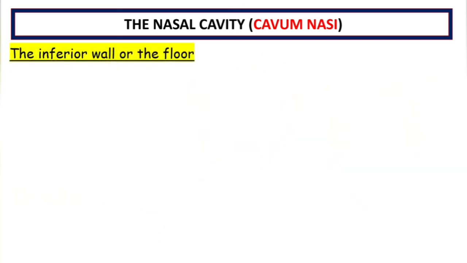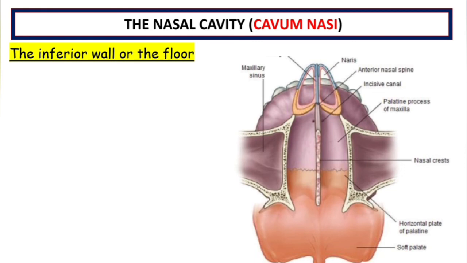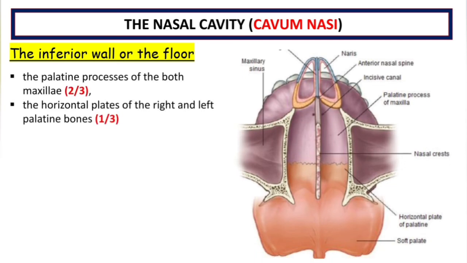Right, okay. Now let's talk about the inferior wall or the floor of the nasal cavity. The floor is actually the bony palate, right? The palatine process of both maxillae forms the anterior two-thirds, and the horizontal plates of the right and left palatine bones form the posterior one-third. I would like you to appreciate the maxillary sinus here. This image is very nice because you will see the maxillary sinus later. But for now, just know the inferior wall is formed by the bony palate. The bony palate has two parts: the anterior two-thirds is formed by the palatine processes of the maxilla, and the posterior third is formed by the horizontal plates of the right and left palatine bones.